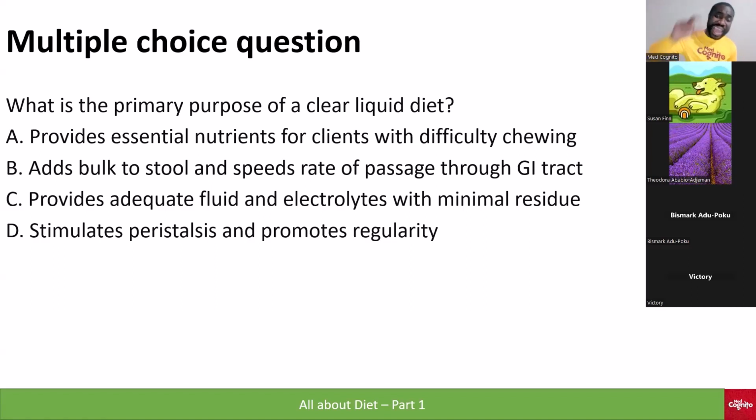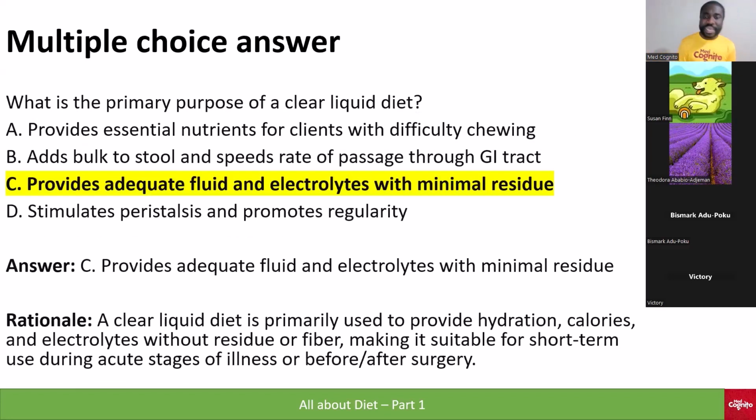So we are talking about clear liquid diet. And what is the answer? The answer is C. Clear liquid diet provides adequate fluid and electrolytes with minimal residue. The rationale is that a clear liquid diet is primarily used to provide hydration, calories, and electrolytes without residue or fiber. It makes it suitable for short-term use during acute stages of illness and before and after surgery.